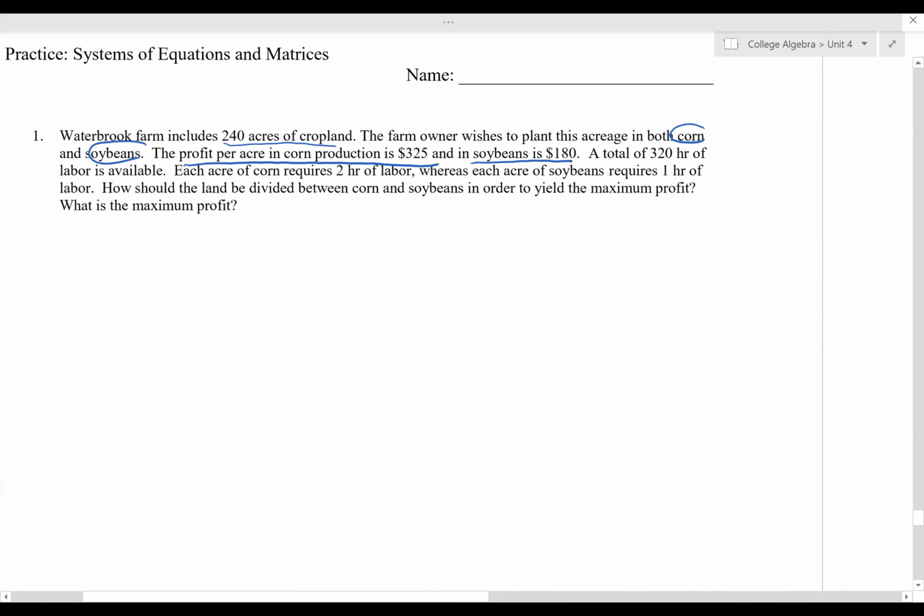A total of 320 hours of labor is available, and each acre of corn requires 2 hours of labor, and each acre of soybeans requires 1 hour of labor. So how should we divide the land between these 2 crops, corn and soybeans, to yield maximum profit? And what is that maximum profit?